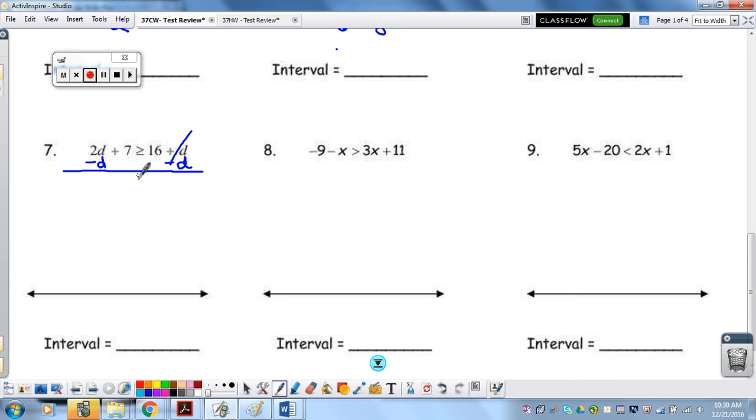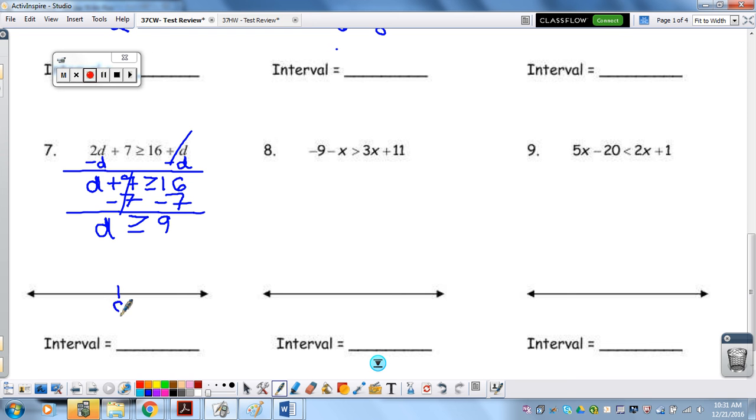That cancels. So I have 2d minus 1d is just plain old d plus 7 is greater than or equal to 16. Now you've got to say to yourself, is your letter by itself? It is not. It says plus 7 afterwards. So the opposite of positive is a negative. So now I have d is greater than or equal to 9. Yes. Okay. So now what we've got to do is put it on the number line. You can always write down 0, 9.